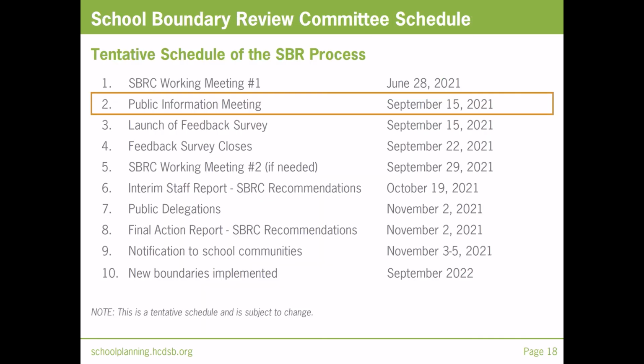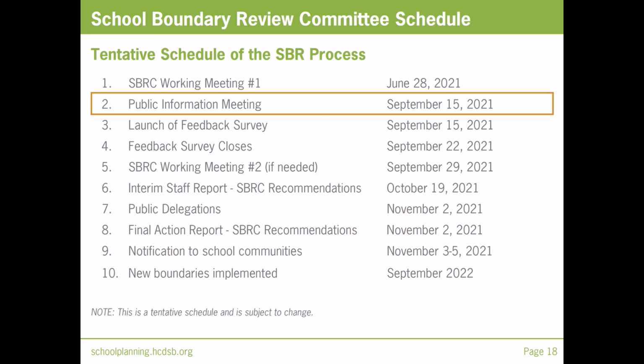The School Boundary Review Committee schedule is as follows. We already had our School Boundary Review Working Meeting number 1 on June 28th. This right now is the public information meeting, September 15th. Today, the feedback survey has also launched, and the deadline for the survey will be 11:59 p.m. on September 22nd. The School Boundary Review Working Meeting number 2 will only take place if needed based on public feedback from the survey. This would be on September 29th.